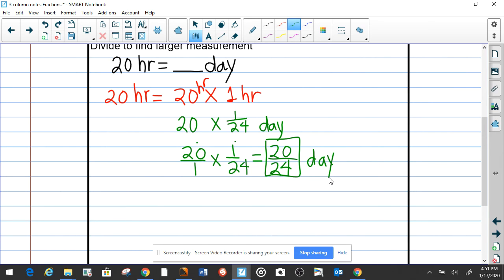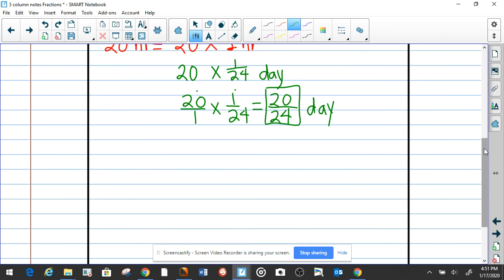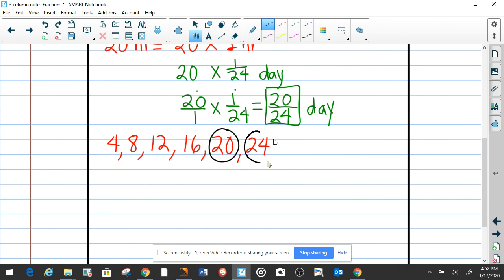Now, can we simplify those two numbers? It looks like they can both be divided by 2, but they can also be divided by 4. I am going to check to see if it's divided by 4 to reduce the number. 4, 8. I'm going to write a sequence of multiples of 4s. 12, 16, 20, and 24. Now, as you can see, 20 is part of this sequence and 24 is part of that sequence, which implies that both numbers can be divided by 4 because that was a sequence of multiples of 4.